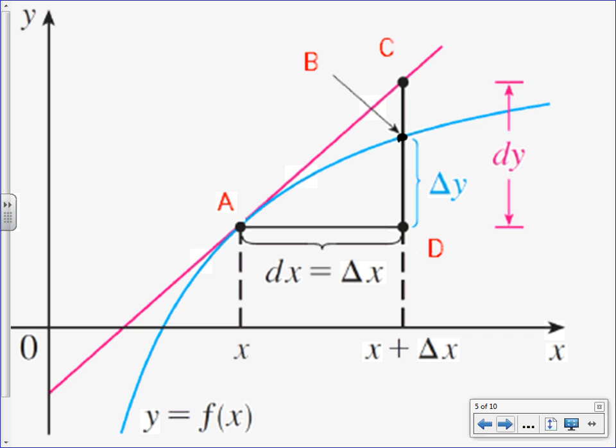So this point right here, if we call the change in x delta x, then this x value right here is where we started, x plus that change in x. So x plus delta x, right? Okay, now, look here. We have the change in y, and then we have dy. With a tangent line, which one are we going to be able to know? dy. Okay? So we're going to use dy and dx and the change in x to help us figure out what our change in y is. We're going to use it to help us approximate.